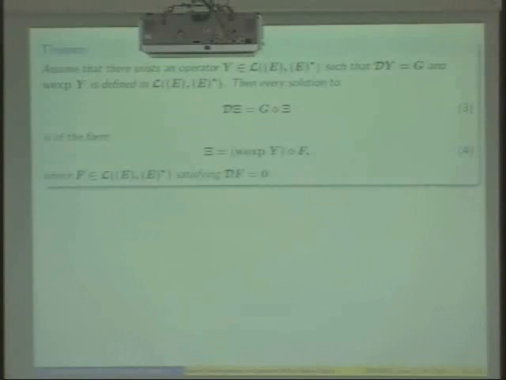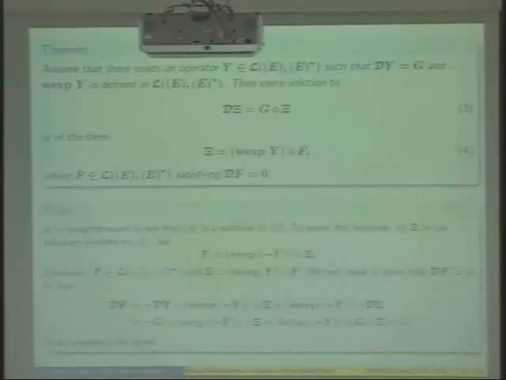Because this is a first order differential equation, an arbitrary part may appear, and here F is the arbitrary part. Here C is the weak exponential of y, where y is given by this, weak product with f. F is an arbitrary operator satisfying this property. This is one of the main results. The proof is simple, but it has many applications. The proof is this: you can check directly that this is the solution of this equation. Okay, it's simple.